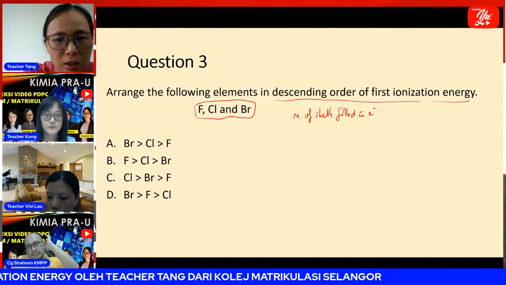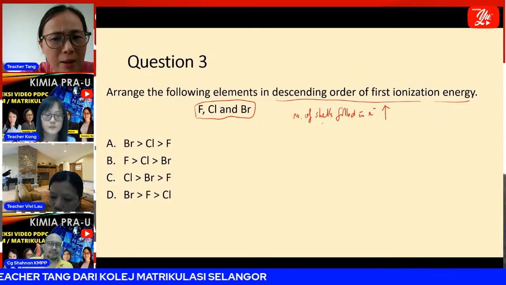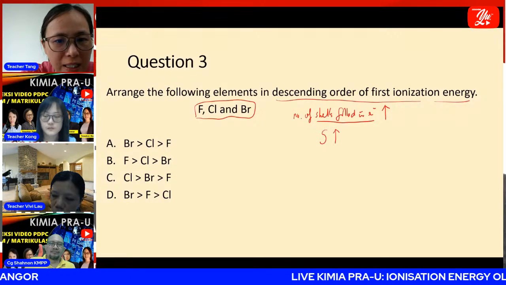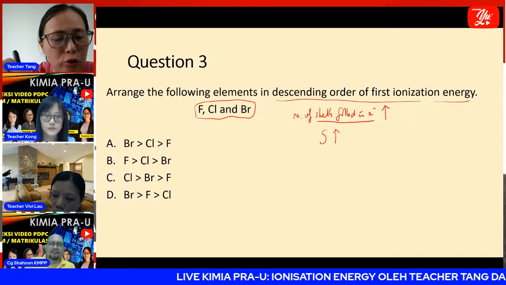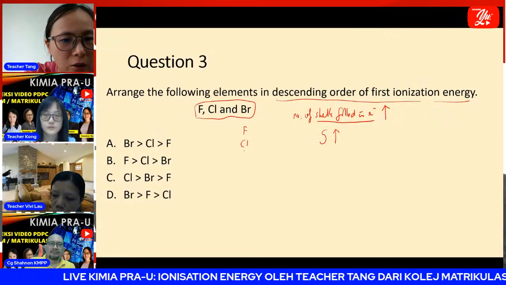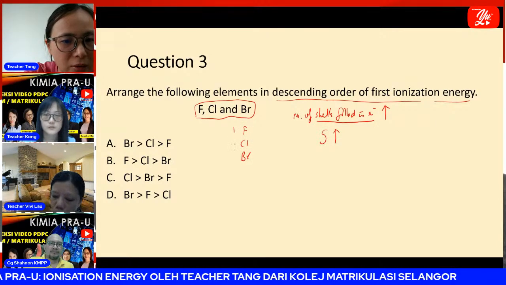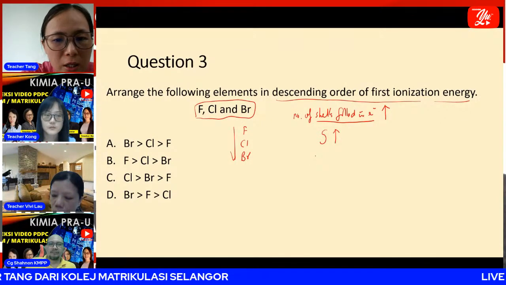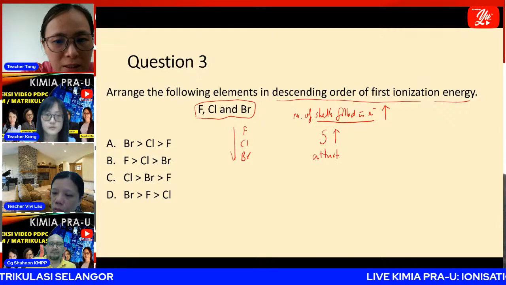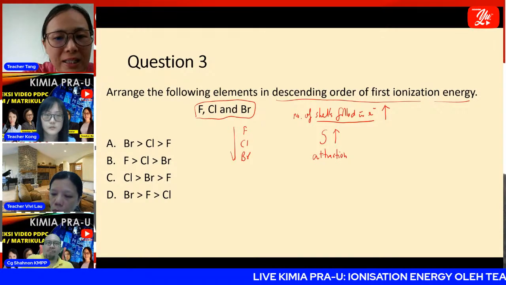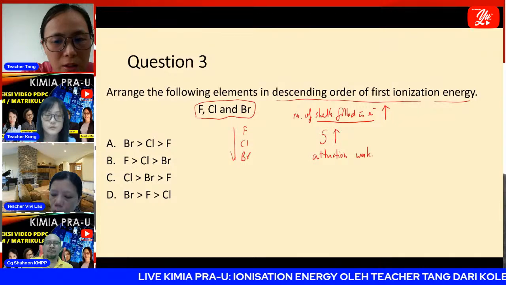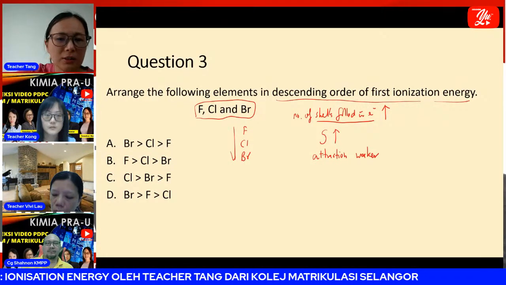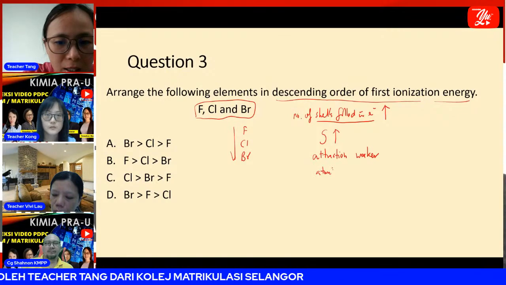Okay, so when going down the group, remember the number of shells filled with electrons increases. So when the number of shells filled with electrons increases, the shielding effect increases as going down a group, from chlorine to bromine. So the shielding effect is the repulsion. That means the attraction will become weaker. When the attraction becomes weaker, the distance is further.